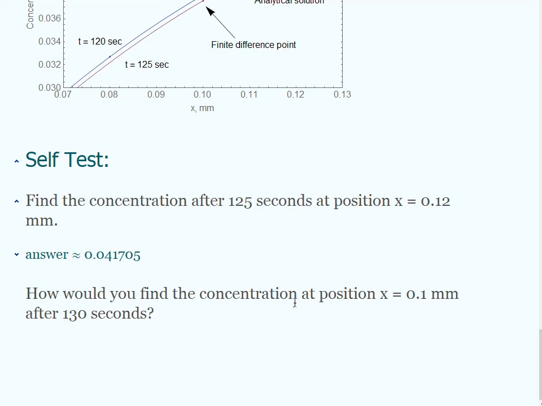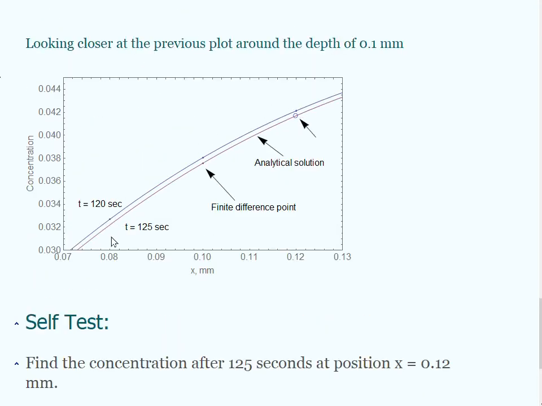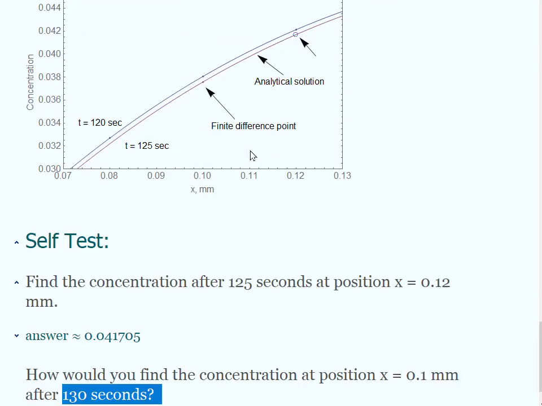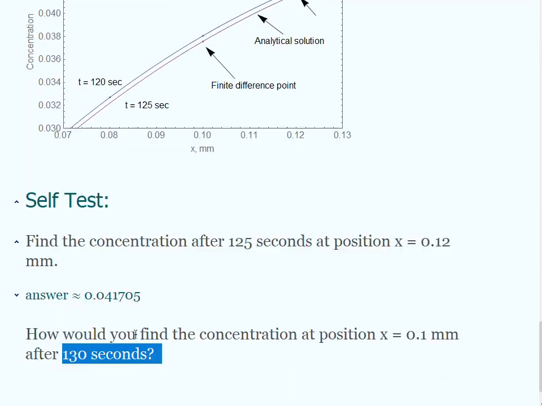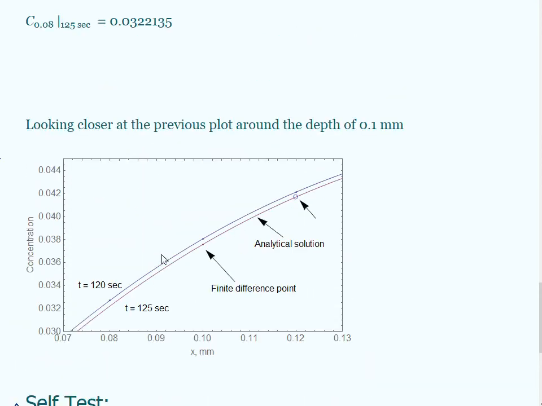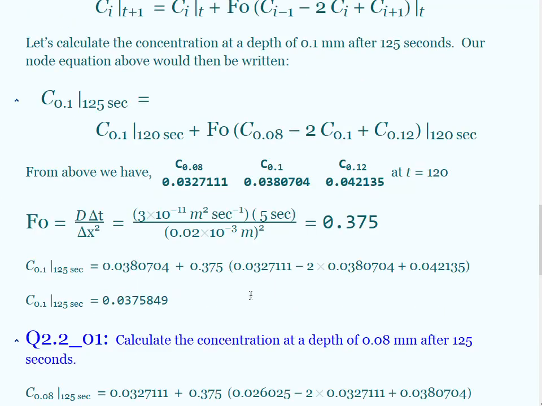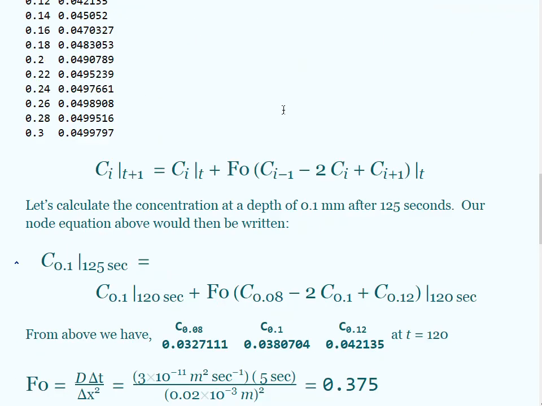Now, if we were going to get the concentration at this position for 130 seconds, then what we need to do is calculate all the ones on the red curve for 125, then use those values back in the equation, and we can get the 130 second ones. That's the idea, and we just keep going down, continuing in time, adding more and more concentrations. So it's a relatively simple process.